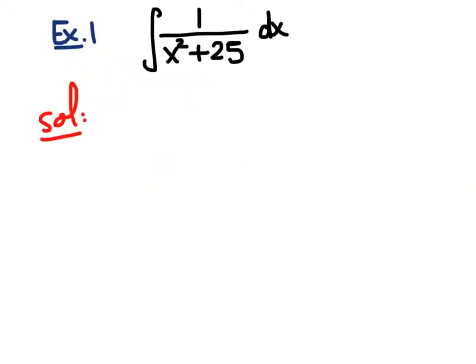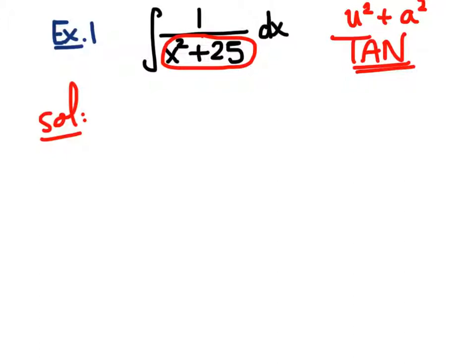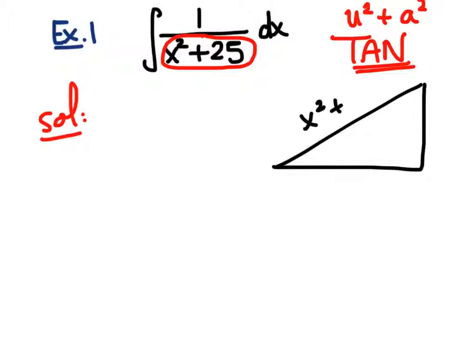Alright, so let's do a tangent and a sine substitution. On this particular one, because it's of the form u squared plus a squared, where u is x and a is 5, we're going to use a tangent substitution. And so as we talked about before, to preserve the Pythagorean theorem, we're going to take this sum of the squares, x squared plus 25, introduce a square root to keep the Pythagorean theorem satisfied. x will come over here, and 5 will come over here. So that's how we'd set up our triangle.